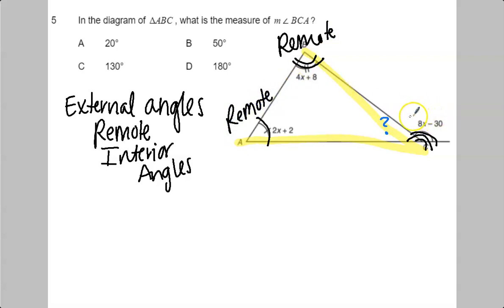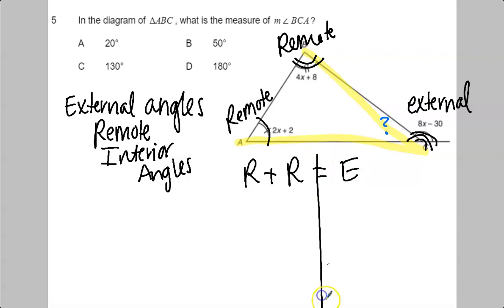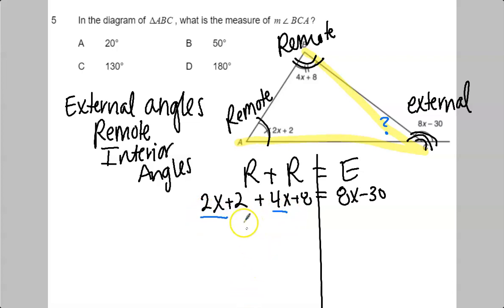Notice how we do have a measurement for 8x minus 30. So this is what we would be calling external, because it's external from the angles inside of the triangle. So if you remember correctly from class, we would take the remote plus the remote, and it should equal your external. So if one of my remotes is 2x plus 2, the other remote is 4x plus 8. And again, we're going to set this equal to the exterior, which is 8x minus 30. I can't simplify the right side, but on the left side, I can do 2x and 4x, which would be 6x.